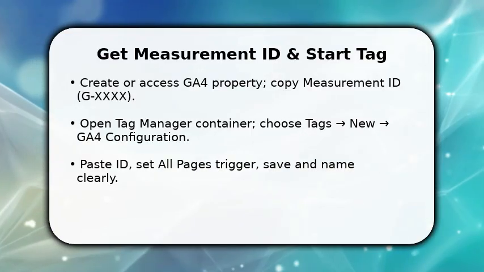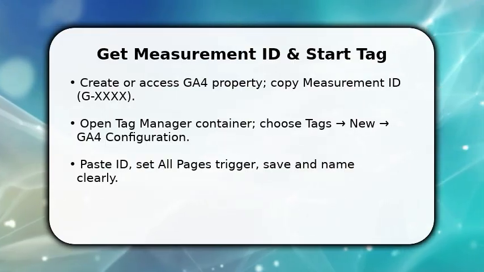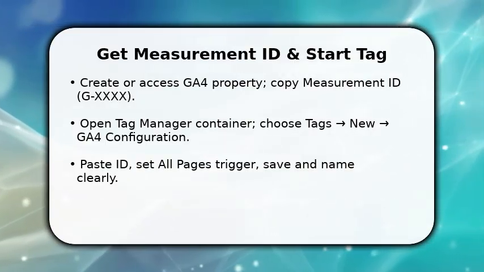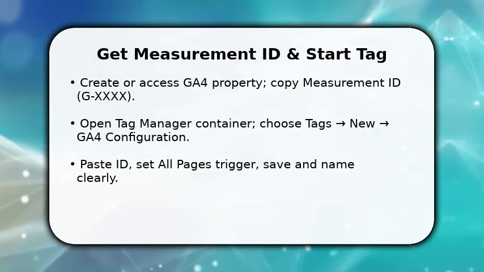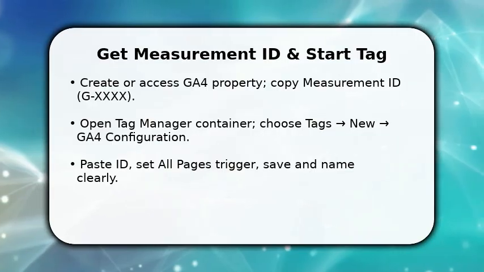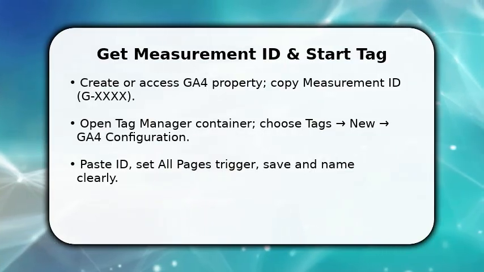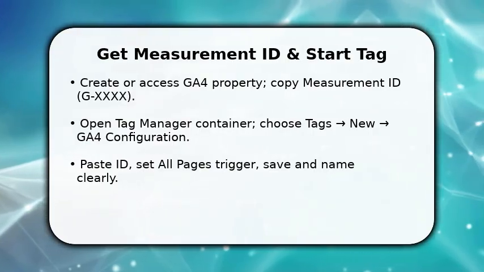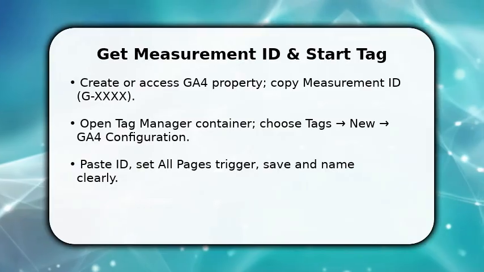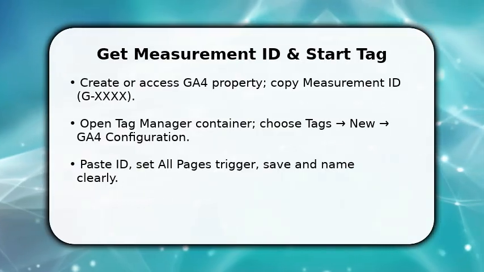You'll begin by grabbing the GA4 measurement ID and placing it into a new Tag Manager tag. First, open your GA4 property and copy the G measurement ID. Once done, go to your GTM container, create a new tag, select GA4 configuration, and paste the measurement ID. Make sure to attach an All Pages trigger so page views fire automatically.